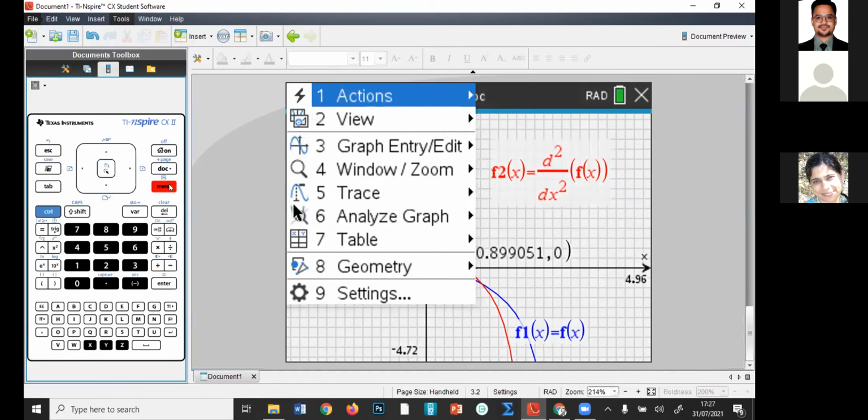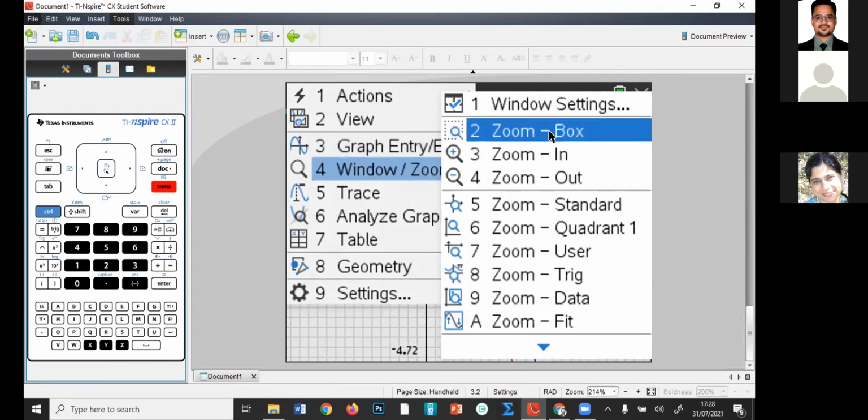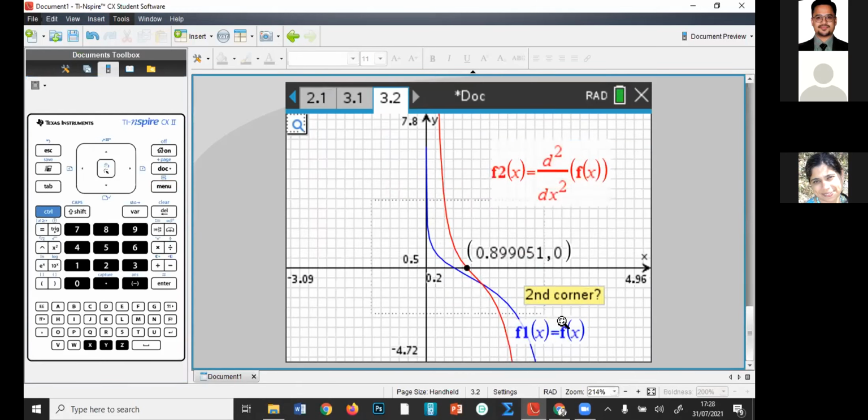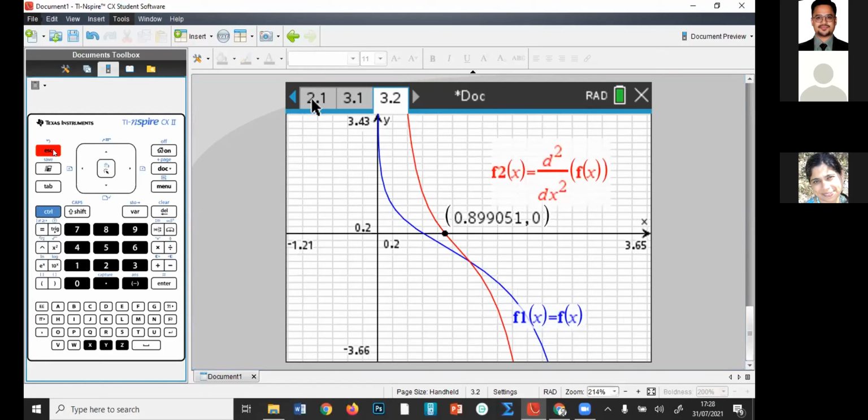Now the question is, if the second derivative is 0, does it really make it a point of inflection, or is there any other condition? Anyone from participants, feel free to drop a few lines in the chat box. Is it a necessary condition or sufficient condition that if the second derivative is 0, the point has to be a point of inflection? Is it the case?